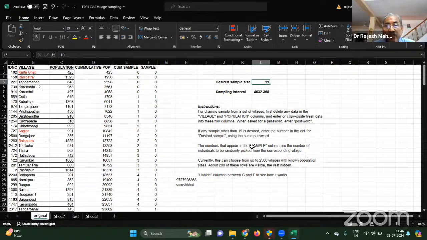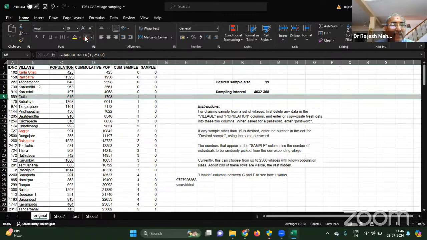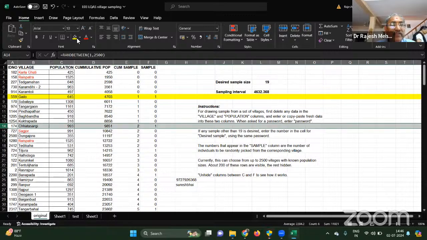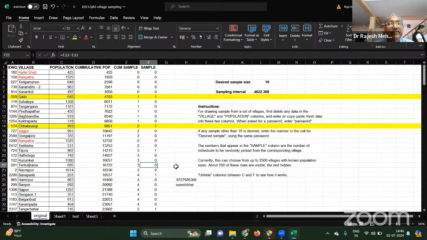Then the numbers that appear in the sample column are the number of individuals to be randomly picked up from the corresponding village. See, here it is one. From this village, you need to take a sample. Here also there is a one. From this village, you take a sample like this. But this one person to be selected from 645 individuals should be chosen randomly. It could be simple random sampling, or it could be the method which you use in cluster sampling. That also you can use.